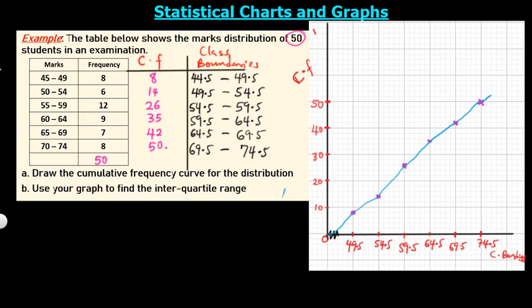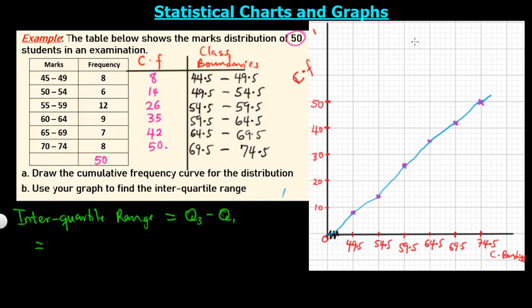To determine the interquartile range, remember that interquartile range equals Q3 minus Q1. The Q3 itself, the way we solve it separately. Let's do Q3 separately.